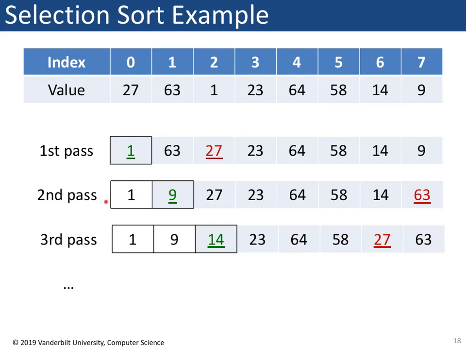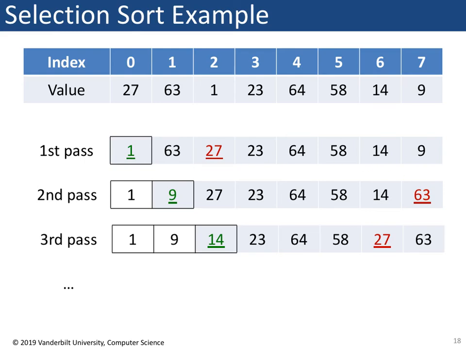Second pass. 1 is locked. We're not looking in this first array location. We start processing at 63. What is the smallest value left? 9. So we're going to swap 9 into 63's location and 63 into 9's location. We see that in the second pass. We searched, we found it, and we swapped it in the second pass.